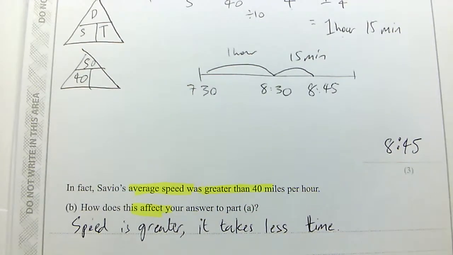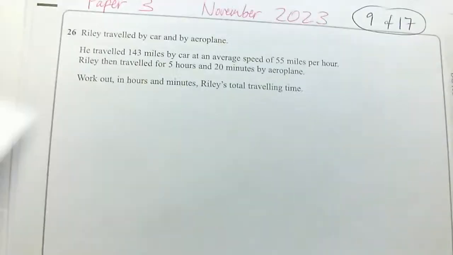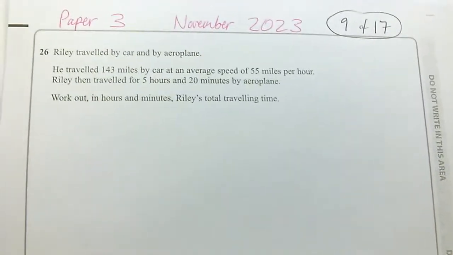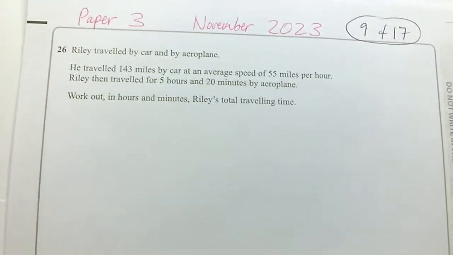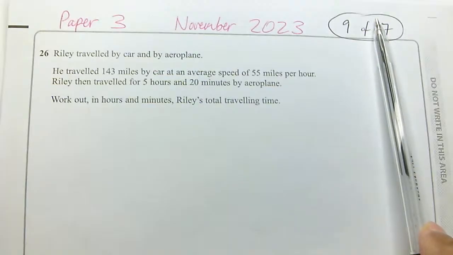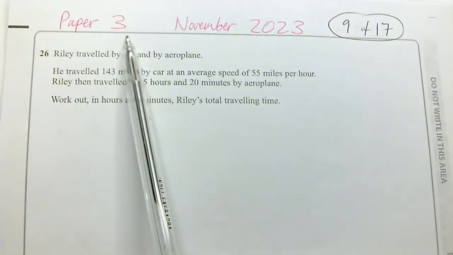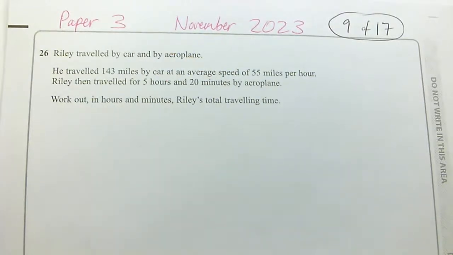In your answer, you need to make it really, really clear. So it needs to be unambiguous. That's the wording that the mark scheme uses. So well done if you got that right. Let's go to the next question. The next question is from paper 3. This is our 9th question of 17. So we've reached the halfway mark. So November 2023, and this is paper 3. So we are allowed to use a calculator. So press pause and have a go. When you are ready, we will go through the answer.